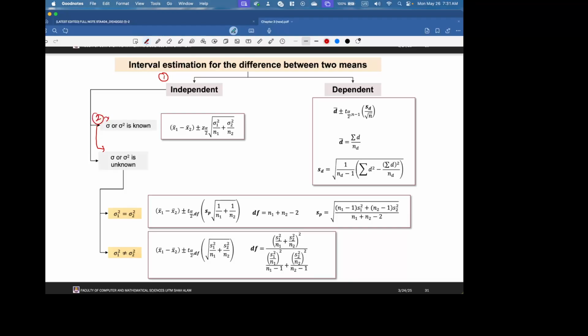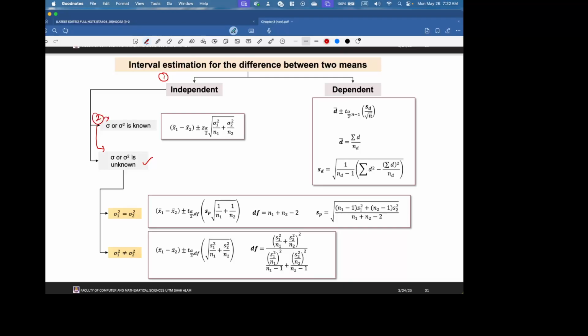How do you know whether sigma or sigma square is known or unknown? You read the question, whether the question gives us the information of the population standard deviation or variance. If not, we assume that sigma or sigma square is unknown. Let's say that you decide the sigma or sigma square is unknown. Let's say that this is our decision.